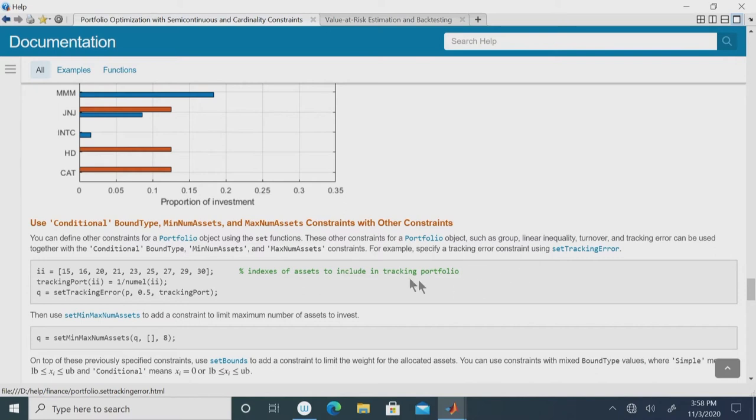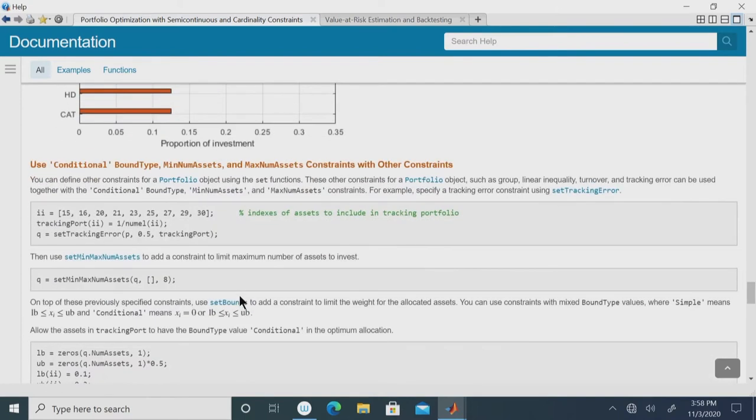So for example, let us now bring about this new constraint or the conditional constraint, which is the set tracking error. We have a tracking index, and for this tracking index we identify the following assets to be included in the tracking portfolio. There are these 9 assets in the tracking portfolio, and we assign identical weights to each of them, and we set these to Q. And then we set the number of assets to be equal to 8.